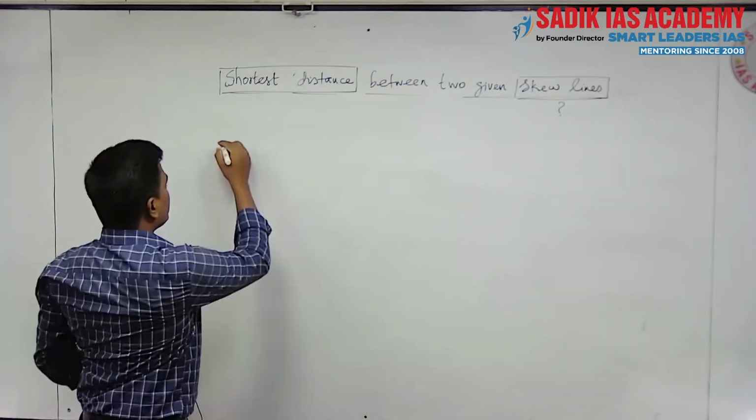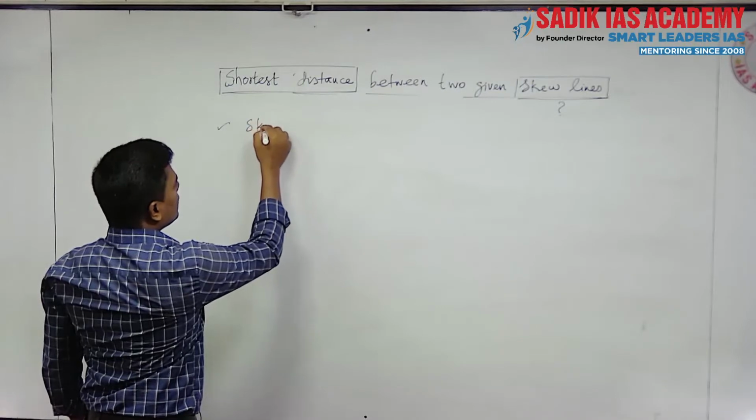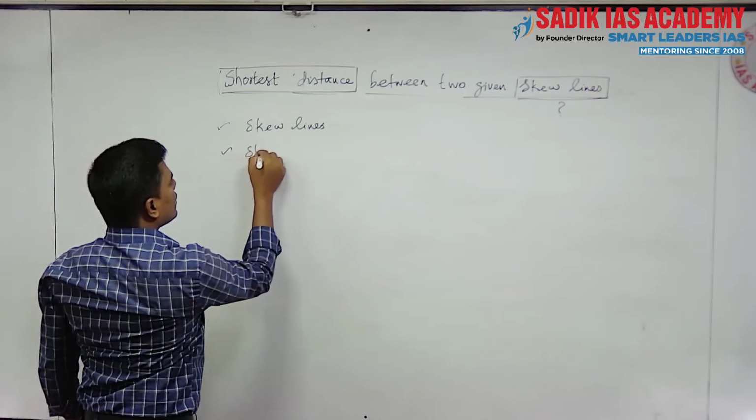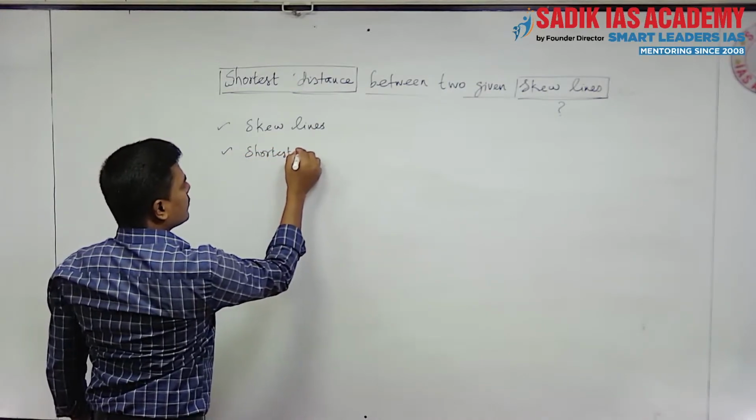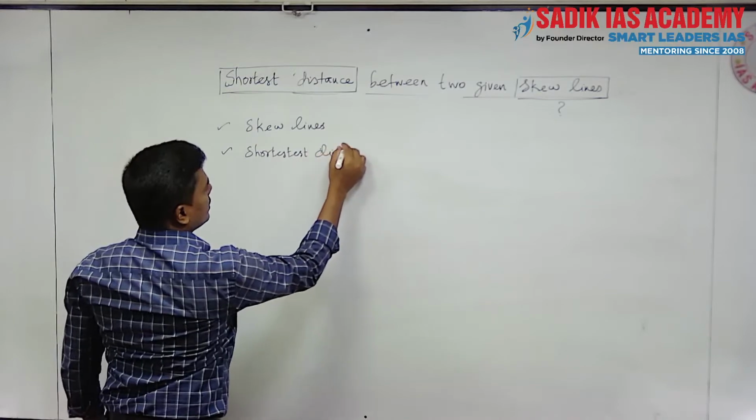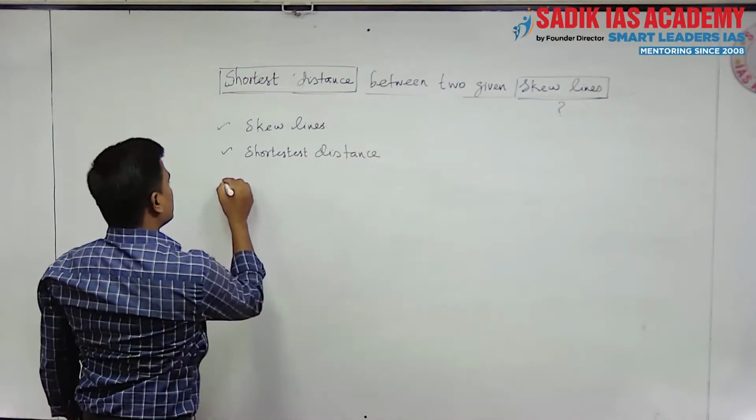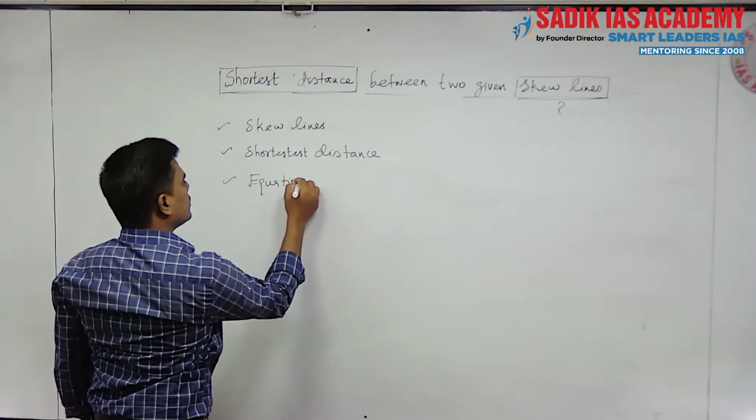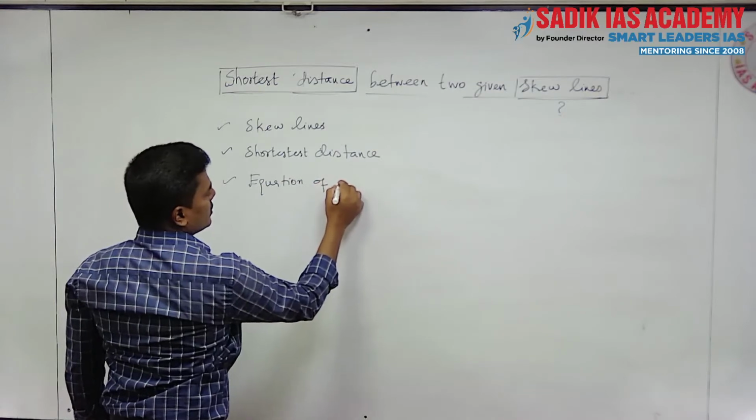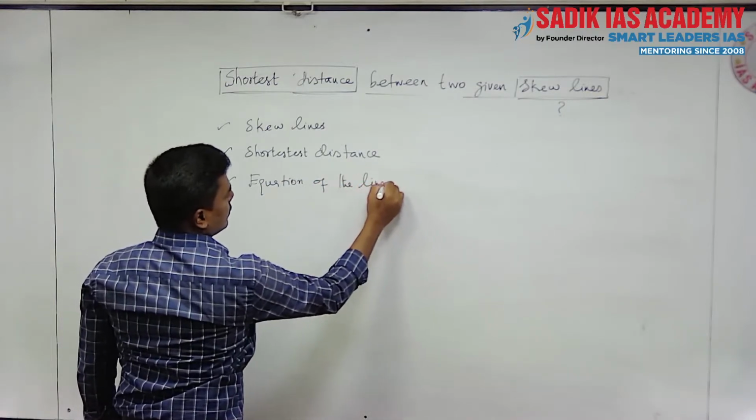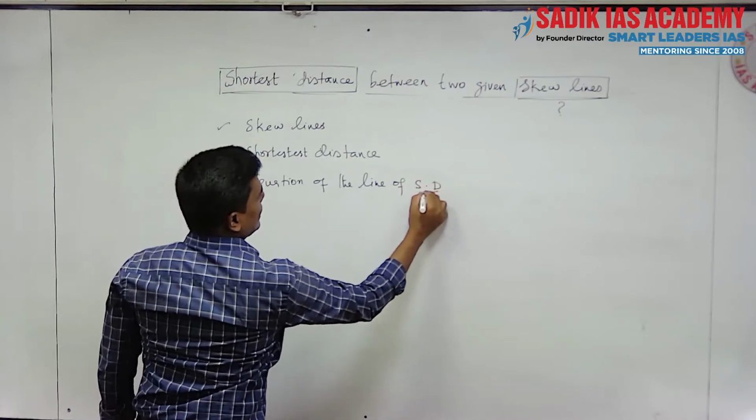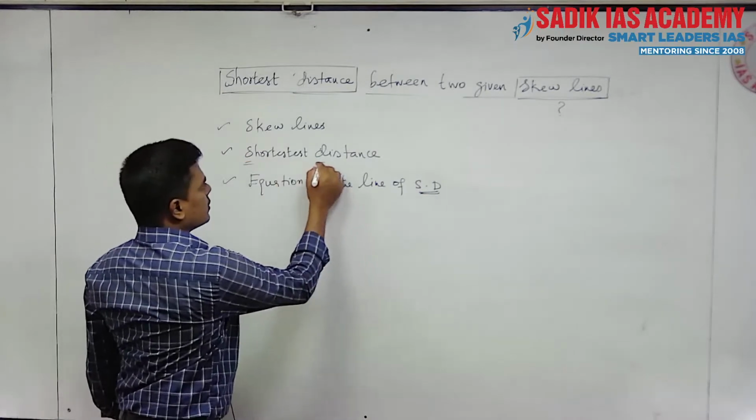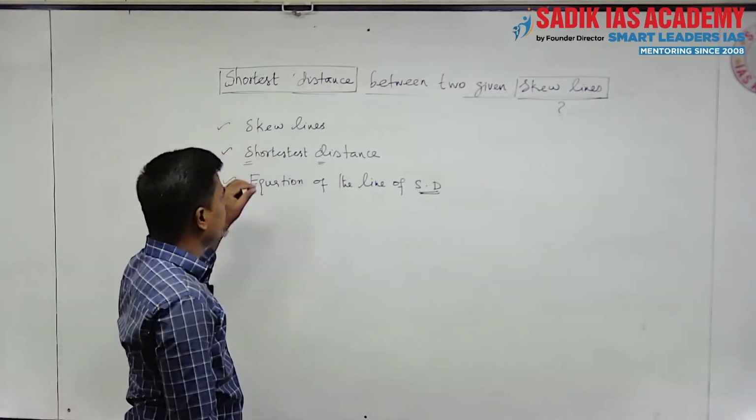Okay. So, three things. One is skew lines, we will be discussing what they are. Then we will be discussing what the shortest distance is. And then we will be discussing the equation of the line of shortest distance. Here ST I write. ST stands for shortest distance. So, three things we will be discussing today.